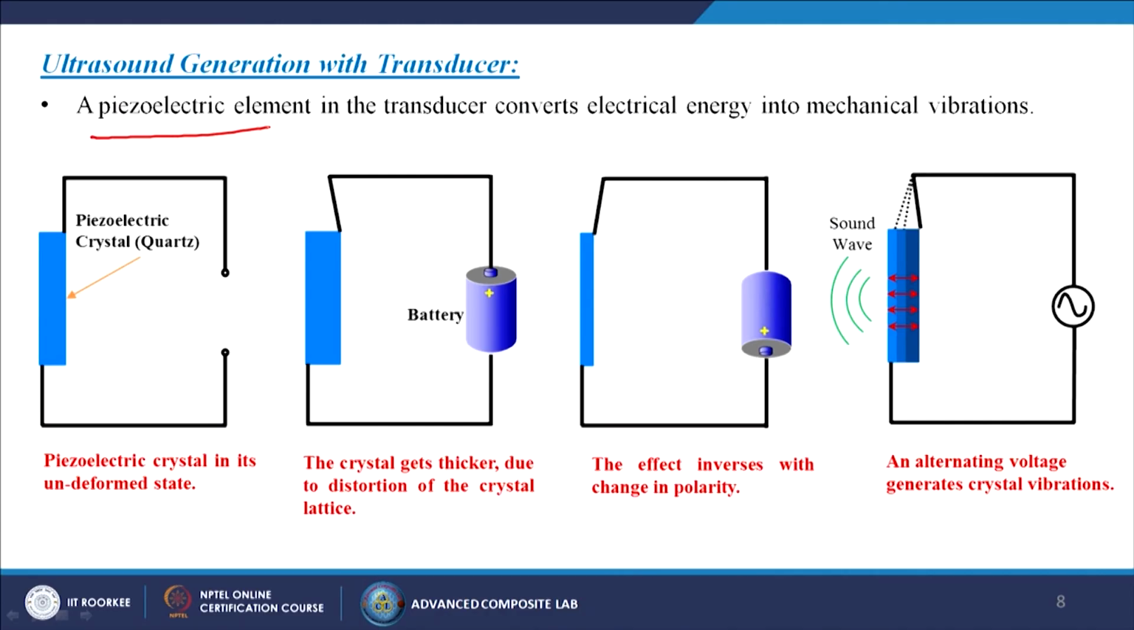Now, how do we generate ultrasound with transducers? A piezoelectric element in the transducer converts electrical energy into mechanical vibrations, as I have already described. So, piezoelectric crystals, it is like quartz. Now I am connecting this with the battery, and then the inverse effect occurs with the change in polarity, and you can see an alternating voltage generates the crystal vibrations. So, when we are giving the current, automatically the vibration is taking place inside the crystal.